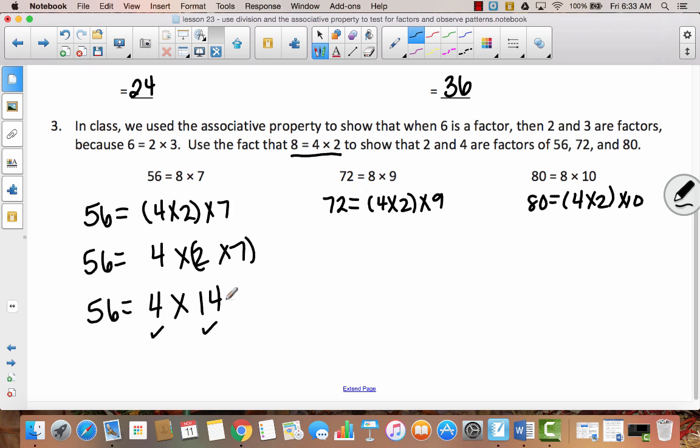Let's try this one, and then I'm going to let you do the last one by yourself. If you are understanding and you want to go ahead and do this one by yourself too, go ahead. But I'm going to go ahead and walk you through this one if you need me to. All right, so 72. So remember, as long as we're multiplying 4 times 2 times 9, instead of multiplying 4 times 2 first to get 8, I'm going to do 2 times 9 first. So that gives me 72 equals 4 times 18. So now I know 8 and 9 are factors of 72, and so are 4 and 18.